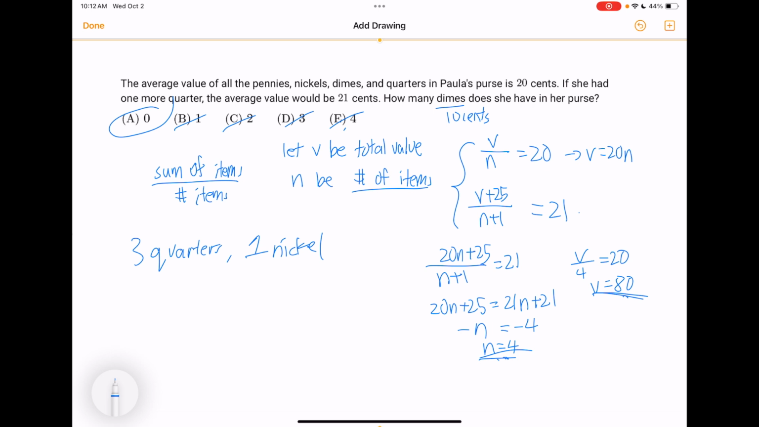And honestly, plugging in those answer choices into the equation does not take that long. So I feel like that would be the simplest way.